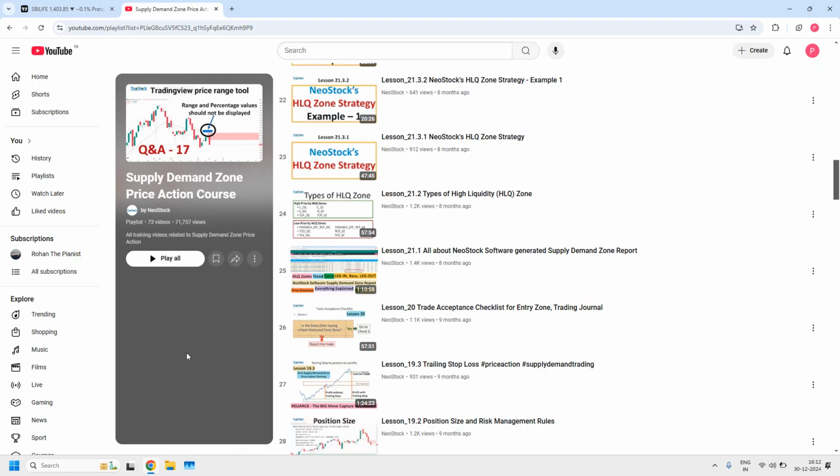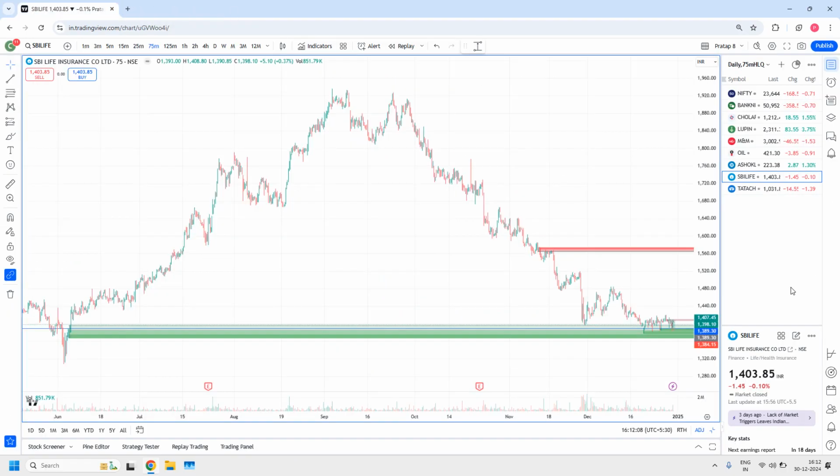Telegram channel. Now let's get into the analysis discussion. So in the previous end of the day report, we identified 8 high liquidity zones, including Bank Nifty, from daily and 75 minutes time frames. So let us look into them.